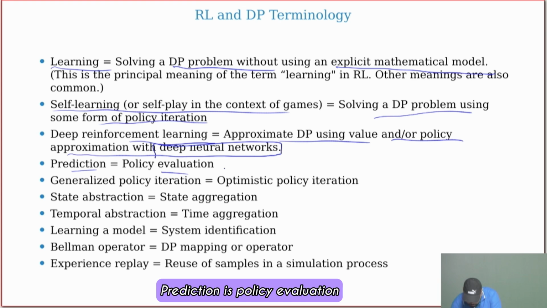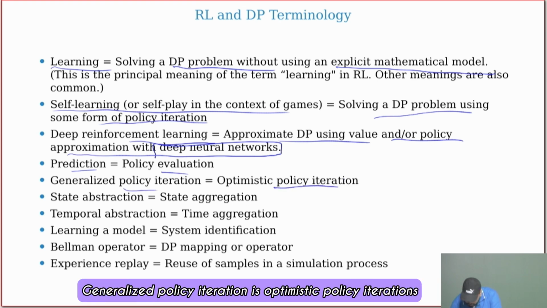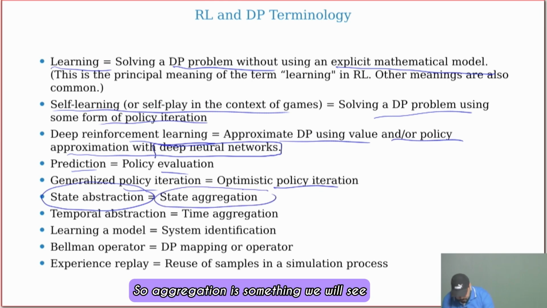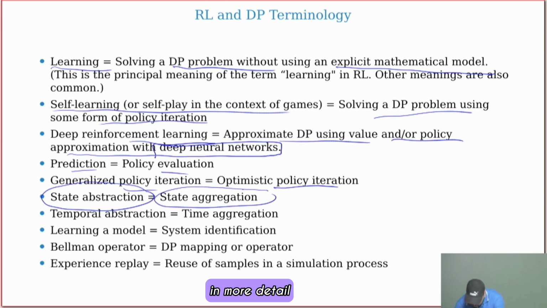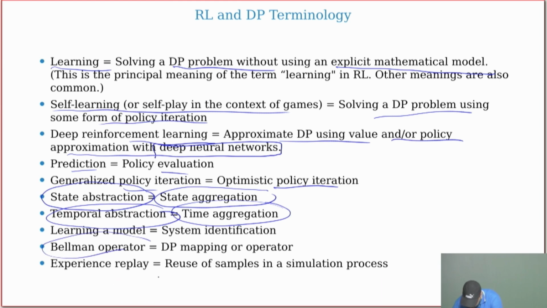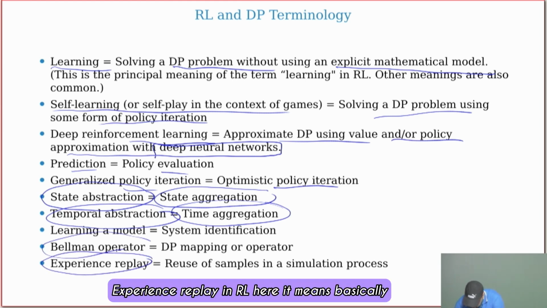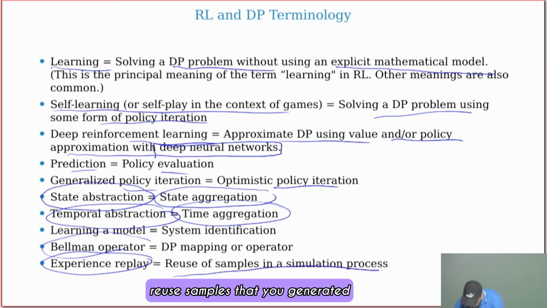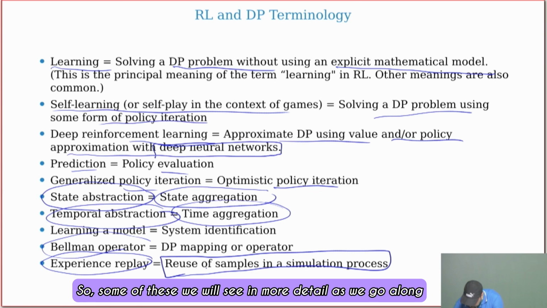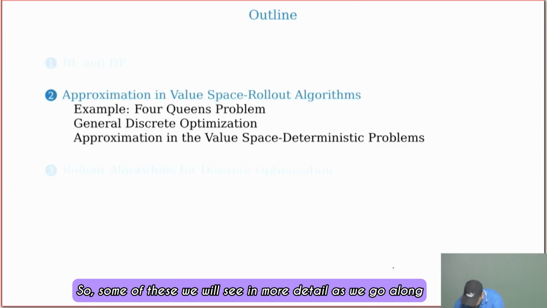Prediction is policy evaluation. Generalized policy iteration is optimistic policy iterations. State abstraction in RL, here it means state aggregation. Aggregation is something we will see in more detail. Temporal abstraction also, here it means time aggregation. Bellman operator is a DP operator, and so on. Experience replay in RL, here it means basically reusing samples that you generated while doing the simulations. Some of these we will see in more detail as we go along.